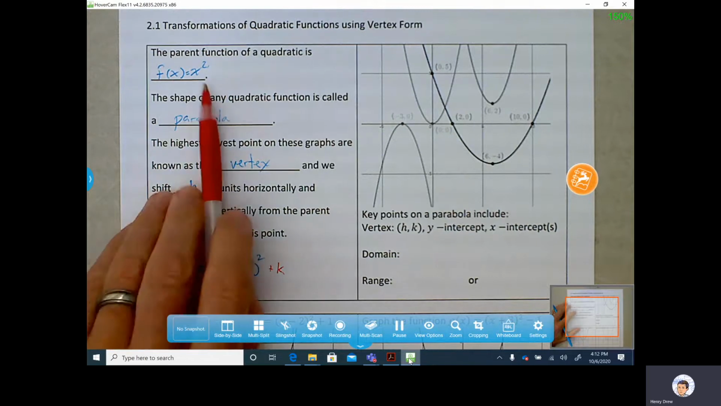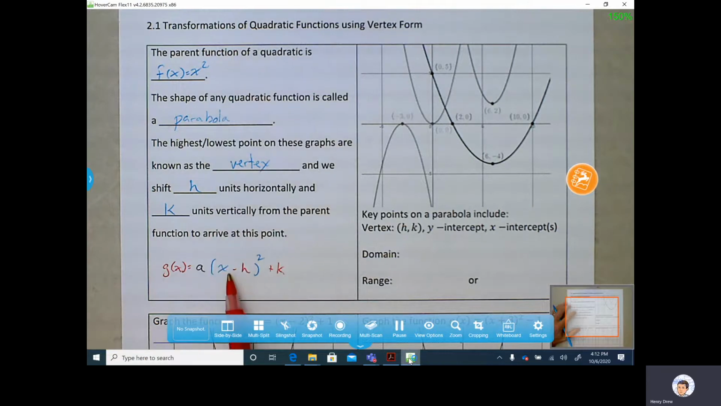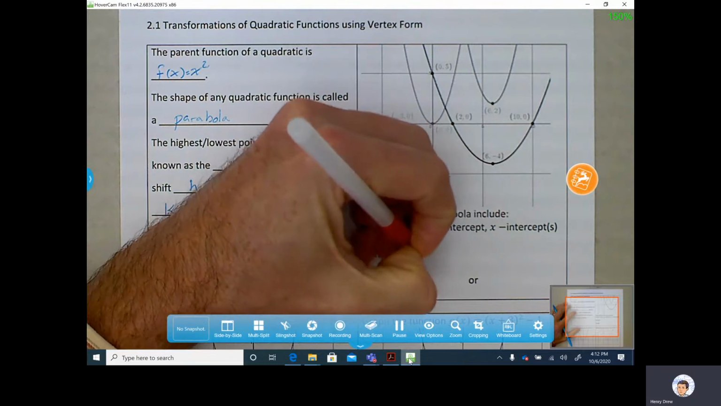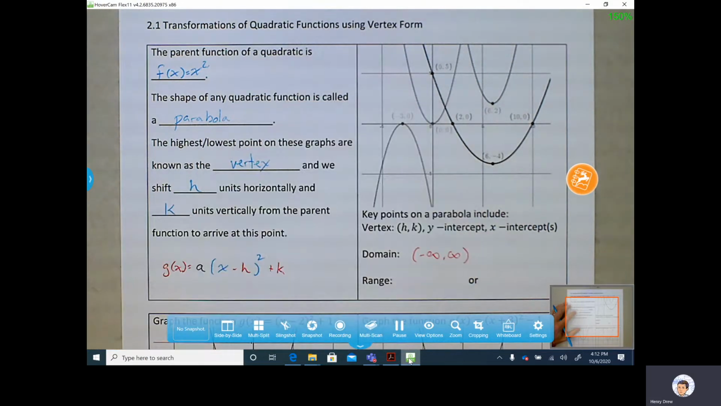In general, there is no restriction on the domain. You can plug in anything for x and square it, and you can subtract anything from x and then square it. You can add any value. So we're always going to have domains that run from negative to positive infinity.